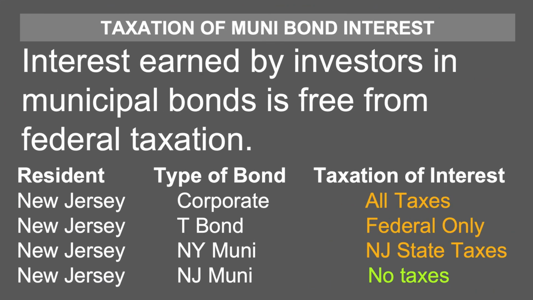Now up on the screen here we have a couple of different bonds, and we're going to take a look at the tax implications of the interest payment. So we have the state of residence of the investor, we have the type of bond purchased, and then we're taking a look at where the tax liability is on that interest payment. So let's say we have a resident of New Jersey and they buy a corporate bond. Well, the interest received on that corporate bond is taxed at all levels, federal, state, and local.